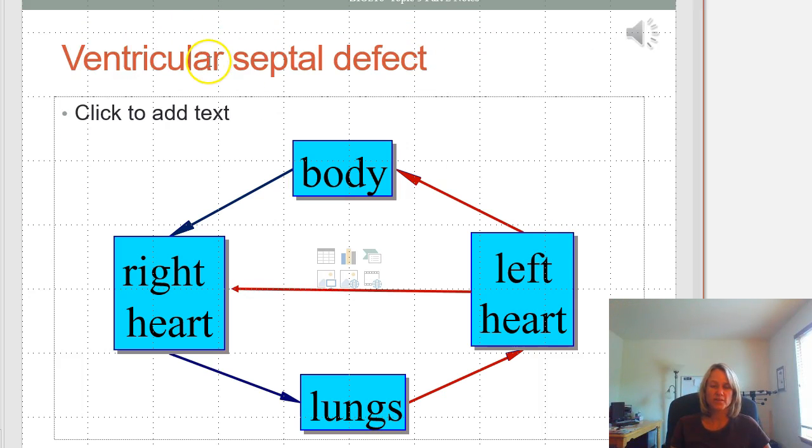Okay, with a ventricular septal defect, I've drawn a left to right shunt showing oxygenated blood. So deoxygenated blood from the body goes to the right heart, gets pumped out through the pulmonary artery to the lungs, gets oxygenated, goes to the left heart, and then when the left heart contracts, oxygenated blood goes to the body, but some of that oxygenated blood goes back to the right heart to get re-pumped into the lungs again.